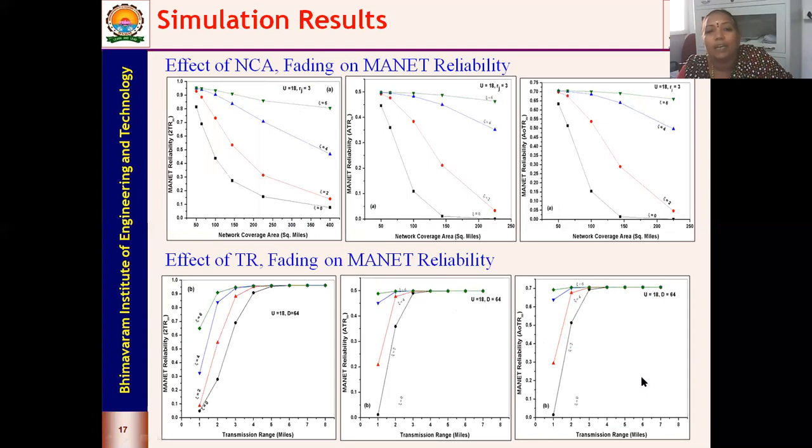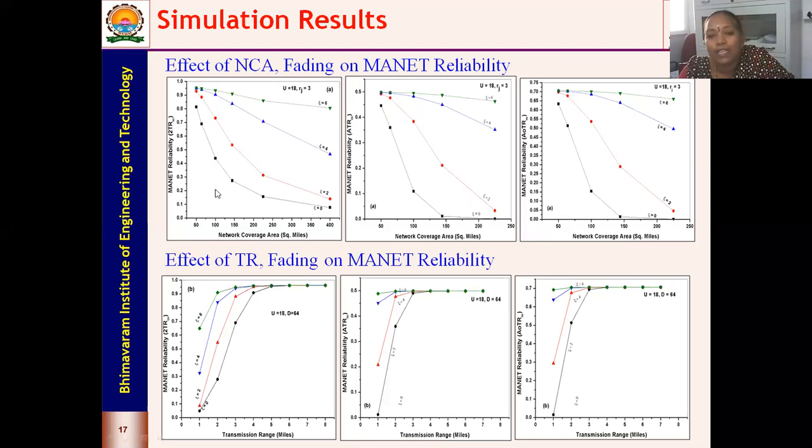Next, coming into the results, we have the effect of network coverage area, the fading parameter psi, on the MANET reliability. Here I have shown the network coverage area with 2TR, ATR and AOTR. When I say 2TR, we know that it is between 2 nodes. So the performance you can understand at 2TR: when psi is equal to 0, you are getting something around 0.8 to 0.85.